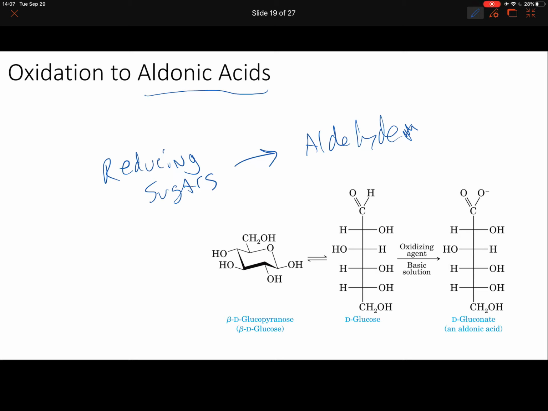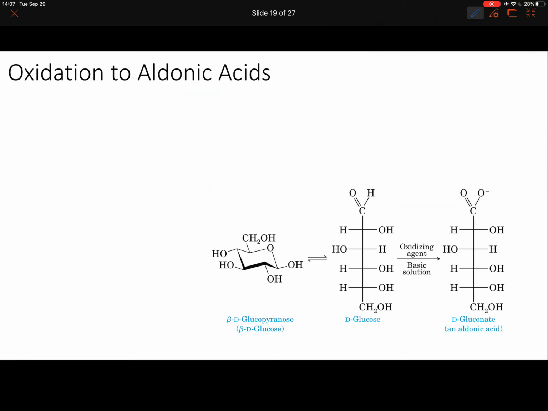So we have D-glucose. Here's our aldose. And the carboxylic acid would have the OH on it. But since we're doing basic conditions when we make these things, these H's get pulled off. And so we end up with the carboxylate ion, which has that negative charge on it. This is the carboxylate, remember?